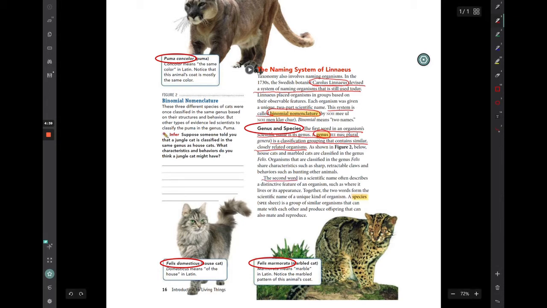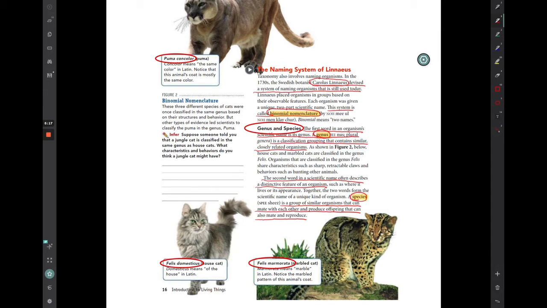The second word in the scientific name is often a distinctive feature of the organism. It's descriptive. It tells you something about the organism. And that second name is the species name. A species is a group of similar organisms that mate with each other and can produce offspring. So looking at these three examples, we would know that Felis domesticus is in the genus Felis. Domesticus is going to be that species name that tells us something about it.